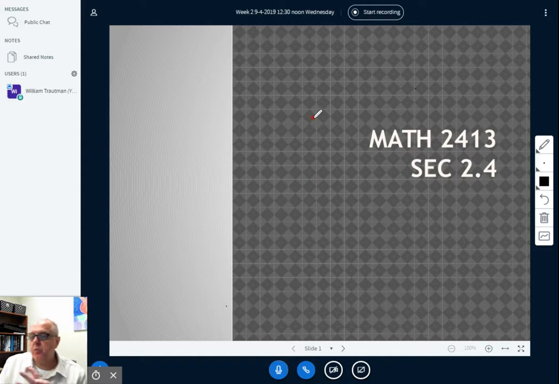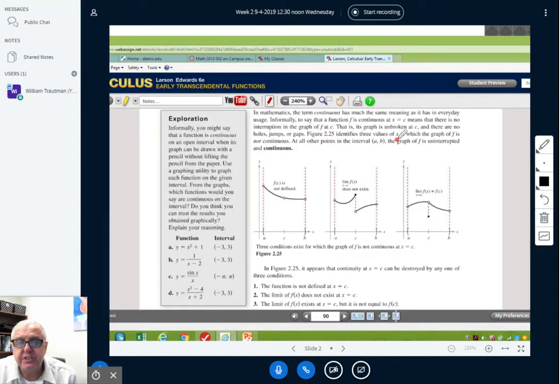Hi, everybody. This is the week 2 chat over section 2.4, which is continuity and one sided limits. So that's what we'll be discussing in this section, continuity and one sided limits. So let's just take a look at three functions that are not continuous. And these are three different functions. None of these three are continuous, but they're not continuous for three different reasons. So let's take a look at all three of these.